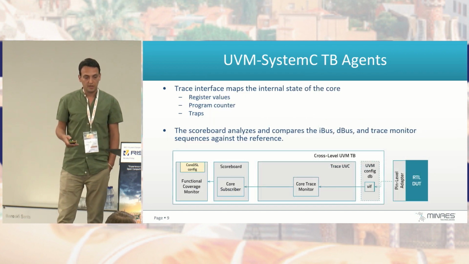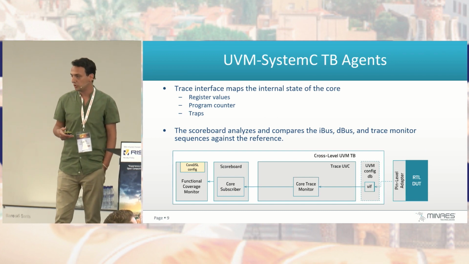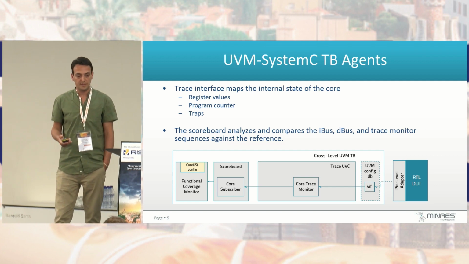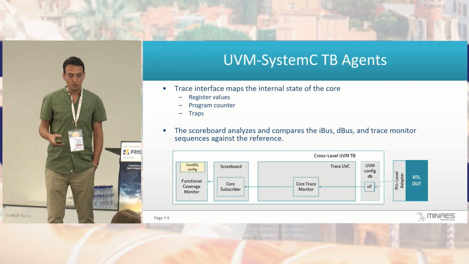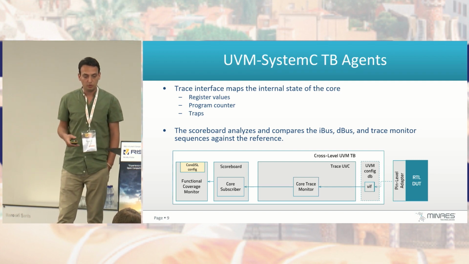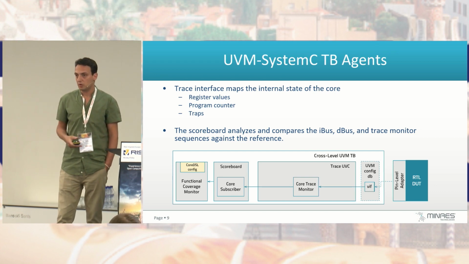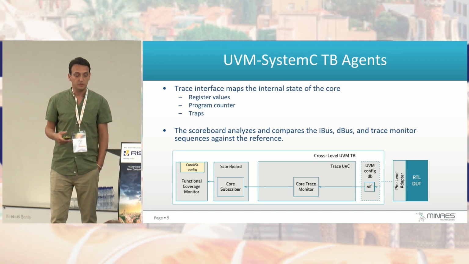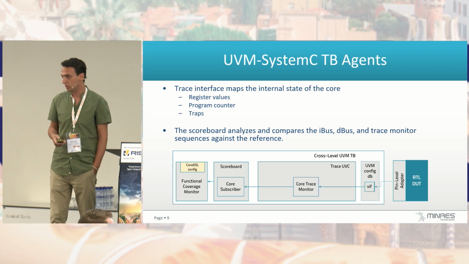After each clock cycle, the core updates the information on the trace interface, which provides an insight into the core's internal state. This information will be captured by the trace monitor and forwarded to the scoreboard. And if all checks are passed successfully in the scoreboard, then this instruction will be forwarded to the functional coverage monitor.